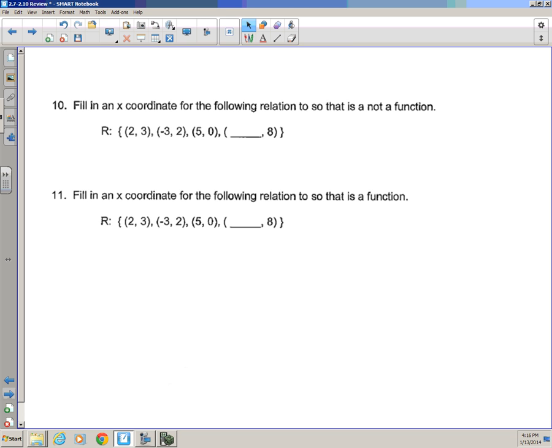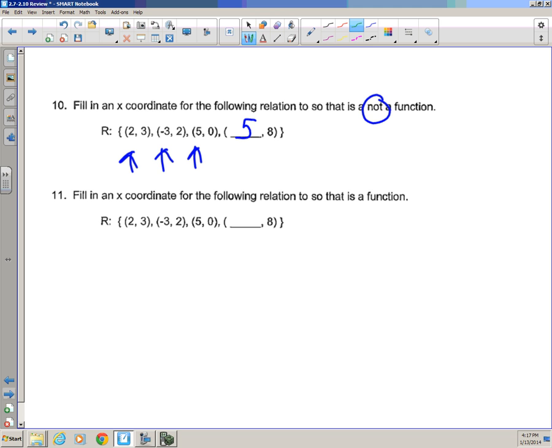Fill in an x coordinate for the following relation so it's not a function. Well, to not be a function, x's have to repeat. I've got a choice of these following x's: 2, -3, or 5. I'm just going to put in a 5. I could have put in a 2 or -3 as well.